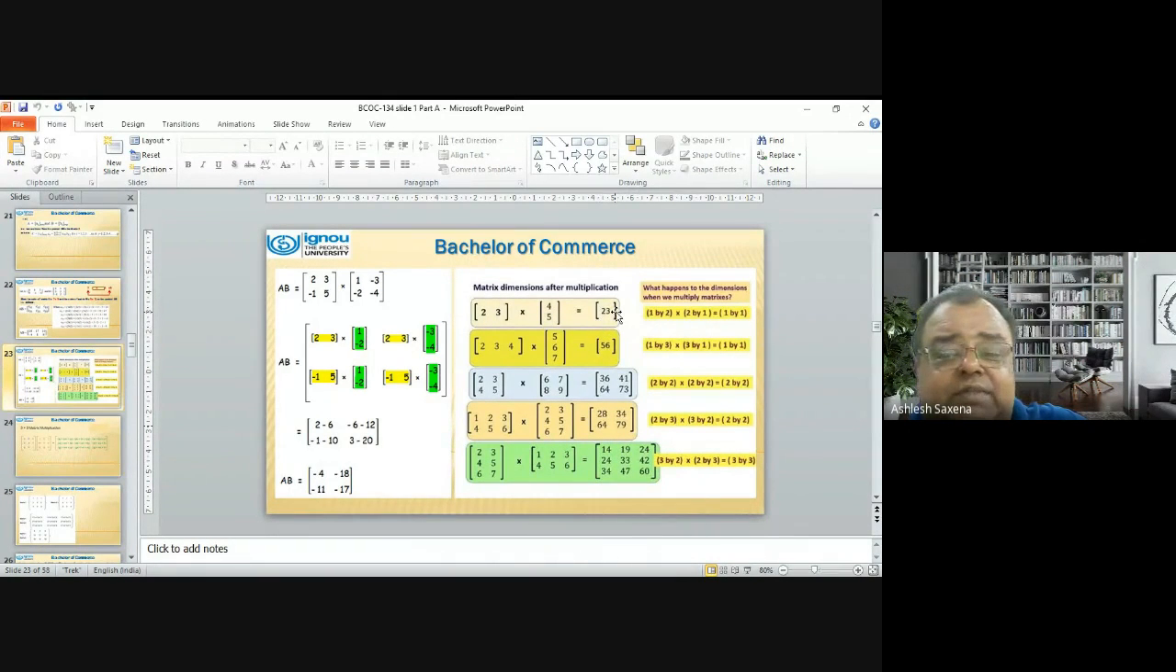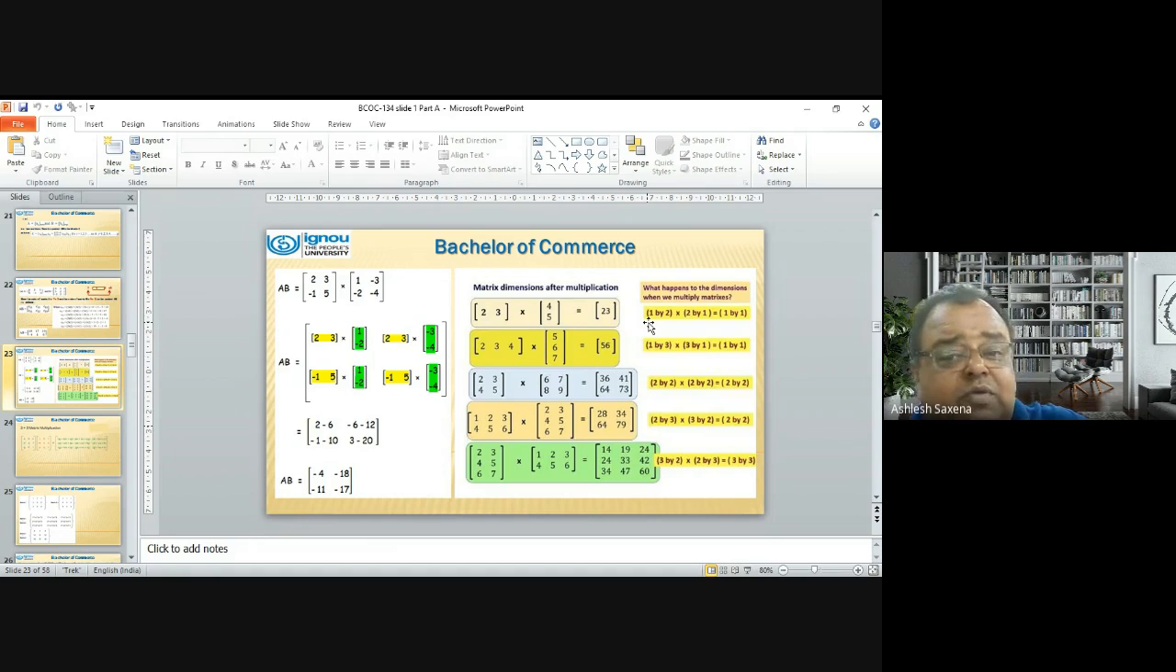How will this number be? We get 2 into 4 plus 3 into 5. 4 into 2 is 8, and 5 into 3 is 15. 15 plus 8 is 23. So we get a matrix of 1 by 1. That means it will be a single number.